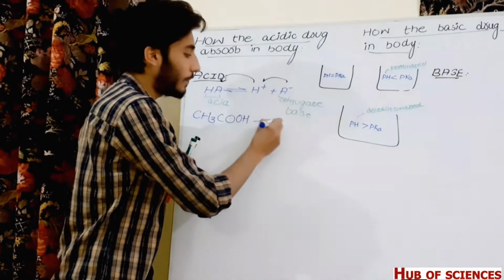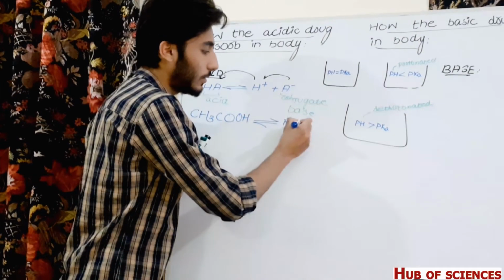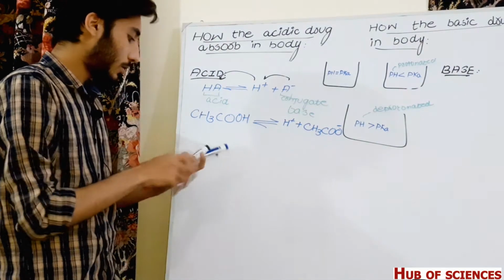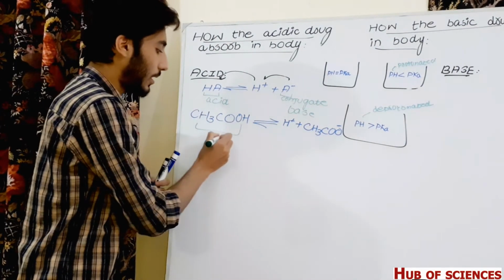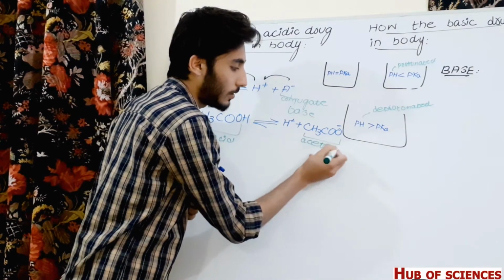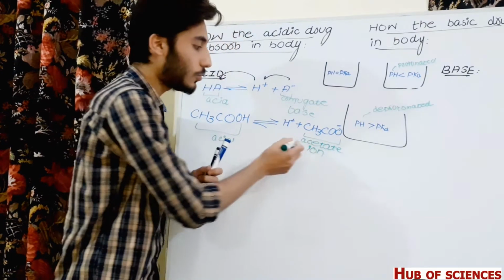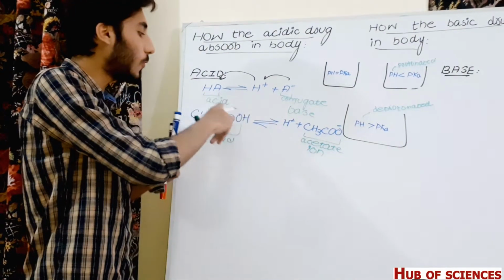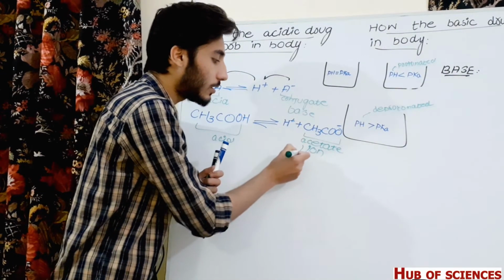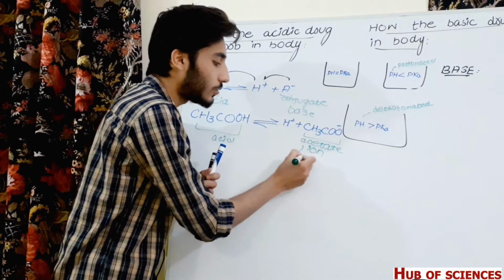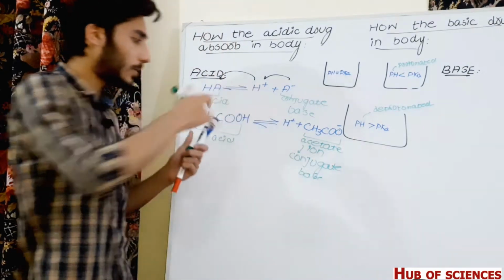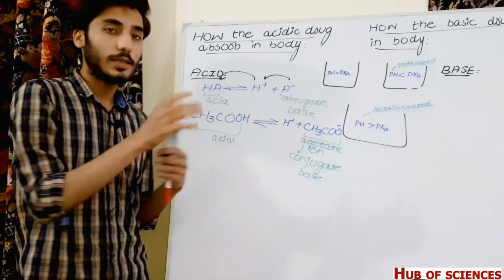This is acetic acid. It ionizes to form hydrogen ion and acetate ion. This is the acetate ion. So this is an acid, and this acetate ion now has a tendency to accept this hydrogen ion and form acetic acid back again. We can also call this acetate ion the conjugate base of acetic acid. Why? Because it has the tendency to accept the hydrogen ion and form acetic acid again.